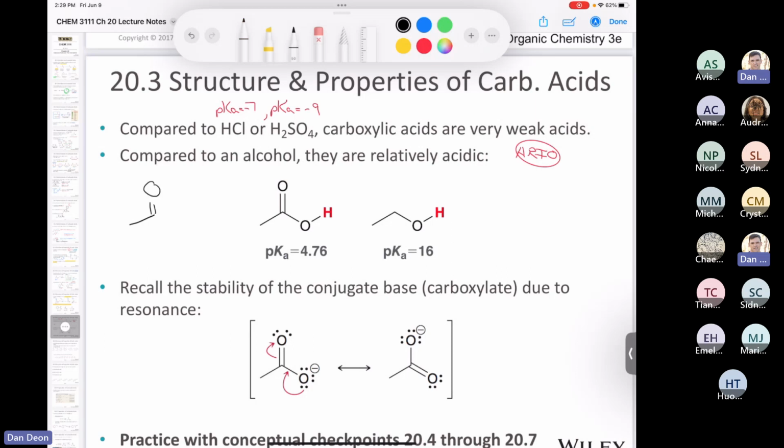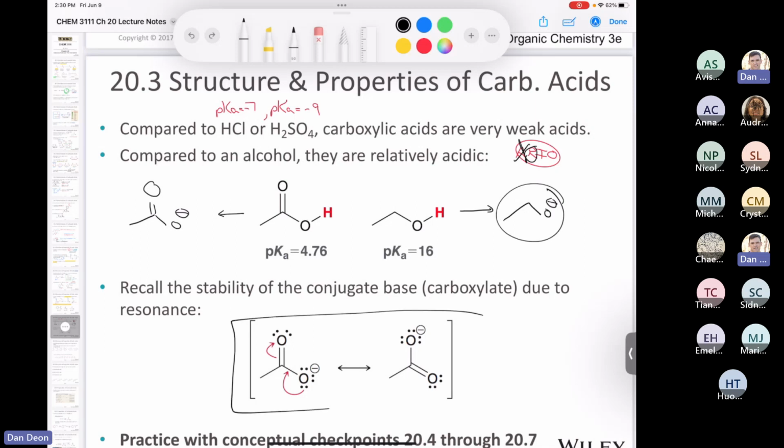If we look at the negative charge after you lose a proton here, you end up with a carboxylate. And if you lose a proton here, you end up with an alkoxide. Well, you can't use the atom, but you can use resonance. The alkoxide has no resonance forms. But we know that the carboxylate has a total of 2 contributors to the resonance hybrid. And since it's more stable, it's a weaker base, which means its corresponding conjugate acid is a stronger acid. So that's how you differentiate the relative pKa of an alcohol and a carboxylic acid.